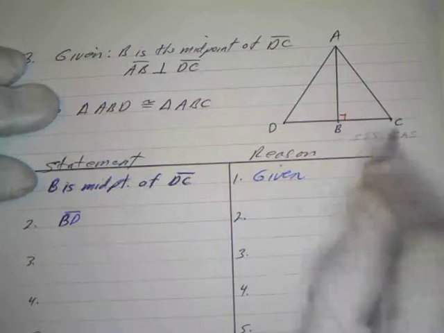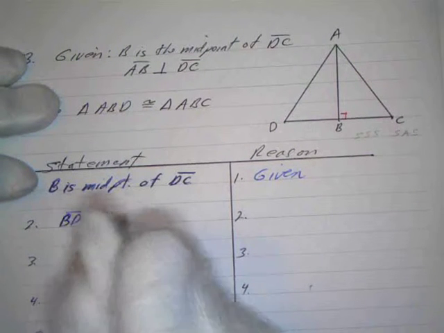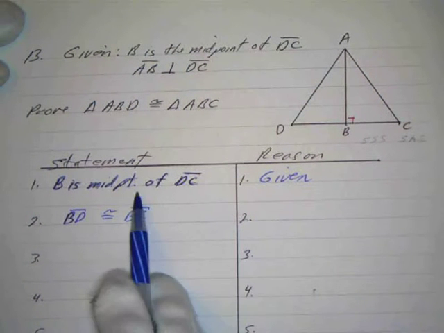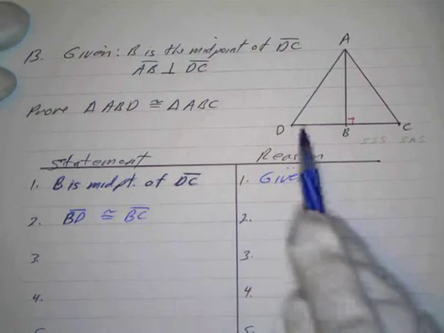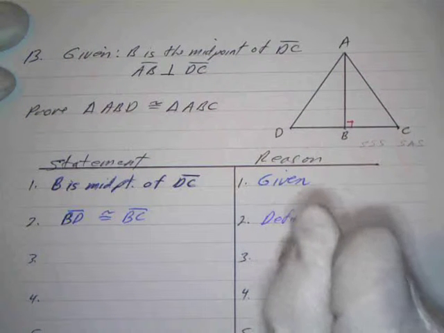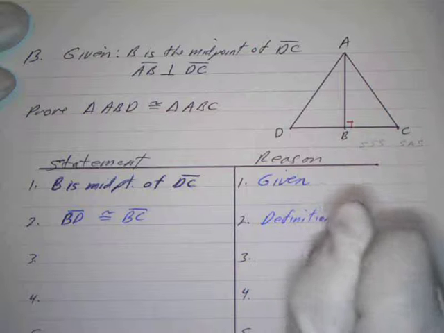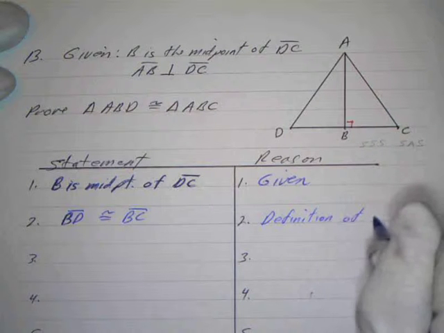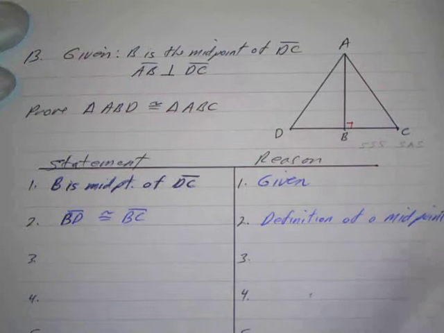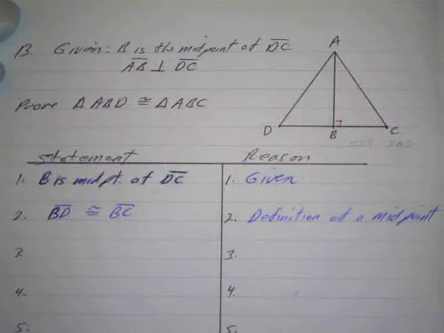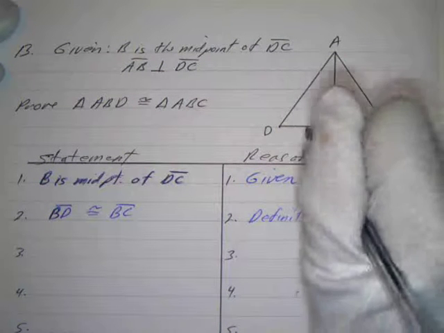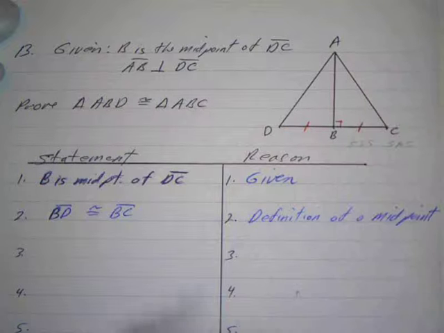BD is congruent to BC. Why can I say that? Well, I have a midpoint, and that's what a midpoint does. It's in the middle. It divides the segment into two congruent segments. So that's the definition of a midpoint. You can abbreviate that. Okay, so I'll mark that now, and that's going to give me a side.